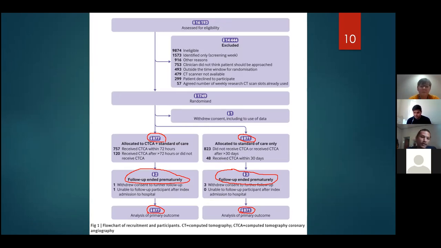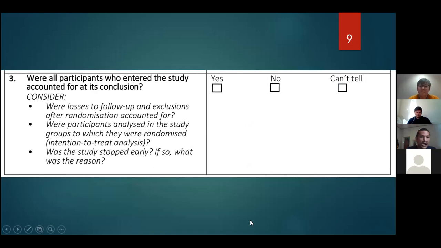In the first group, follow-up ended prematurely for a total of 2 participants. In the second group, which is standard care only, 3 had follow-up end prematurely. However, they were all included in the analysis of the primary outcome in both groups. So, going to the first section of question number 3, the people who were lost to follow-up were included in the final data analysis.